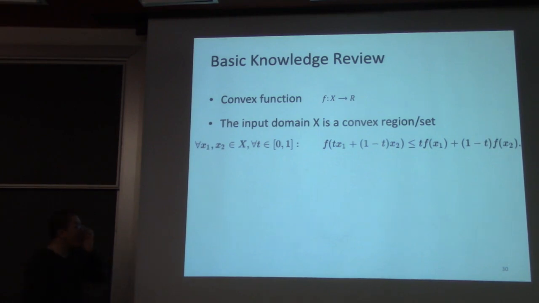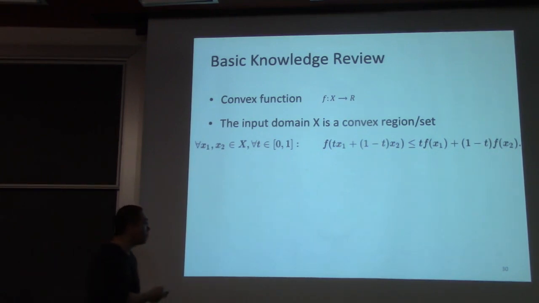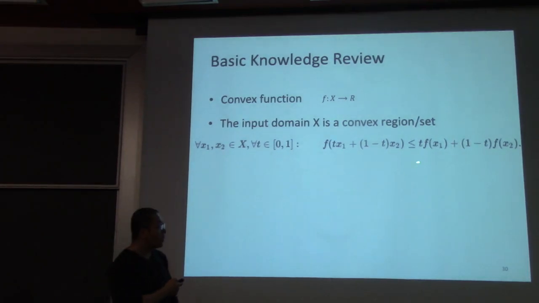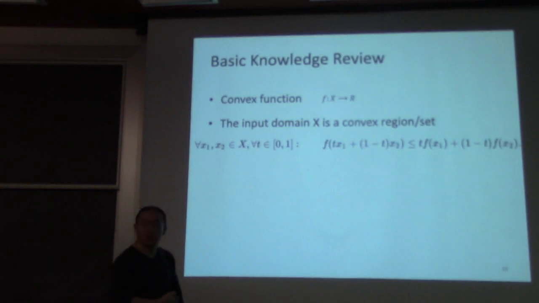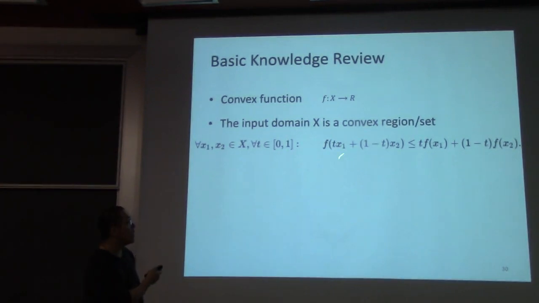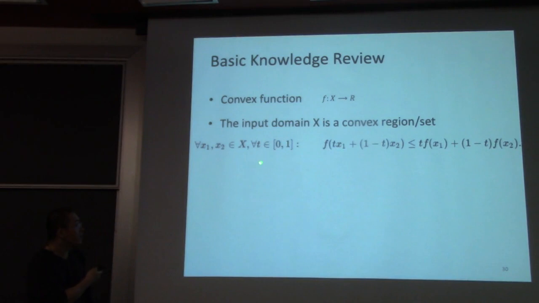And the convex inequality says that the function value at the convex combination of x1 and x2 must be less than or equal to the convex combination of the function values at x1 and x2. That's t f(x1) plus 1 minus t f(x2). If the function f satisfies the convex inequality at arbitrary 2 points in the domain, then we call this function a convex function. So this is the definition of convex function.